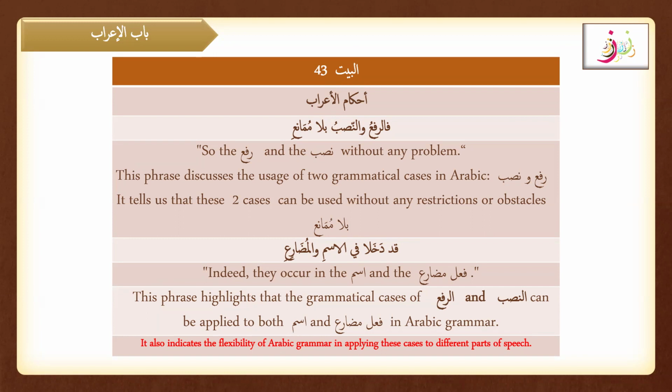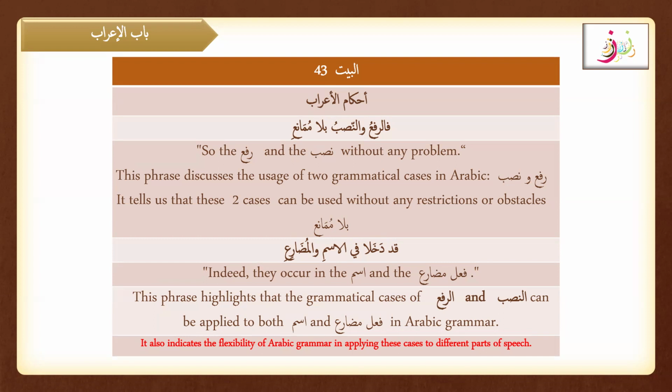Indeed, they occur in the ism and the mudari. So now he's telling us that these two alamat, or these two states, the rafa and the nasab, actually enter the ism and the fi'l mudari. We know that fi'l madi is quite mabni, and he is telling us the different states of the fi'l mudari.